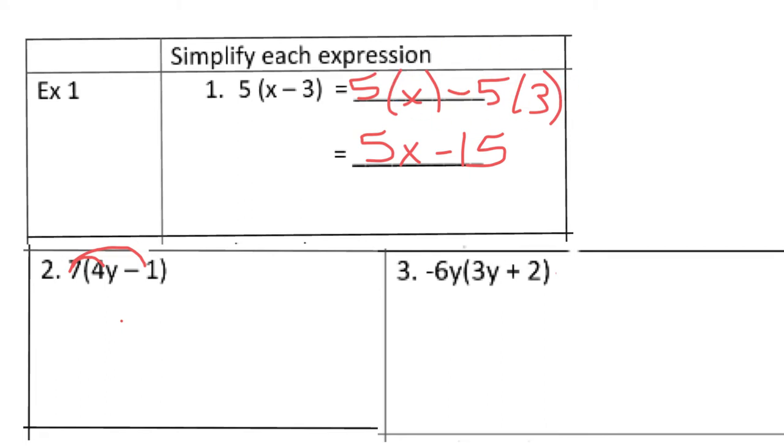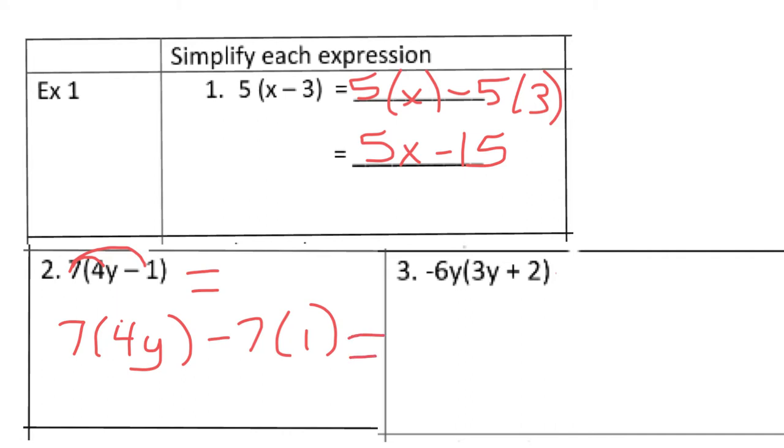But just in case for some of you who may not still be understanding it, I'll go ahead and do that second step again. So we'll take 7 times 4y minus 7 times 1. And again, this sign here determines this sign here. We just keep whatever sign that is. And then we want to simplify. And that would be 28y minus 7.